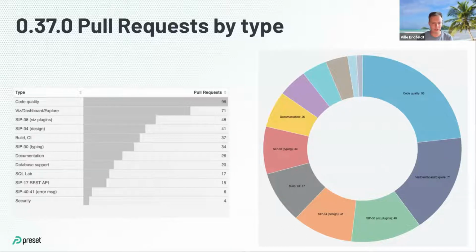And I think the most well represented SIPs here are SIP38, the Viz plugin re-architecture, and SIP34, which is the visual redesign of Superset. SIP38 is mostly done now, and I think it's fairly stable at this point. So the focus on that front is going to be shifting more and more towards the actual development of new visualization plugins.